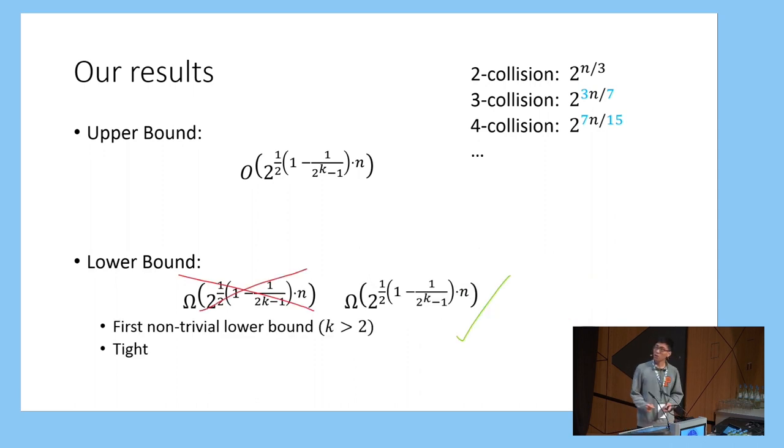However, we finally found that the upper bound is tight. So we will show that the lower bound matches the upper bound, and this result is the first non-trivial lower bound for any k greater than 2. Here, k is a constant, and the bound is tight.